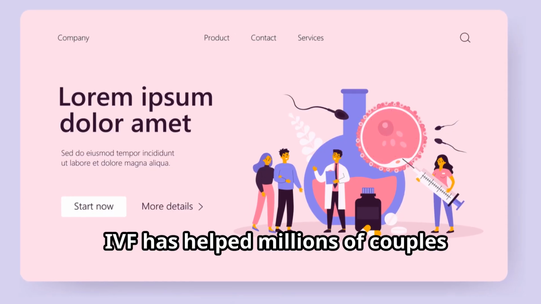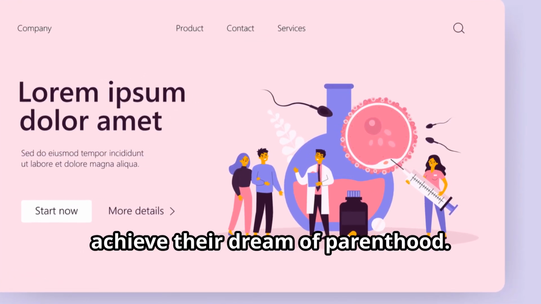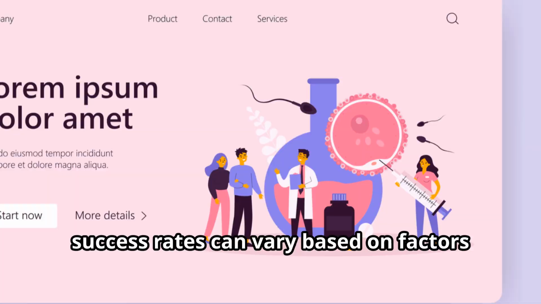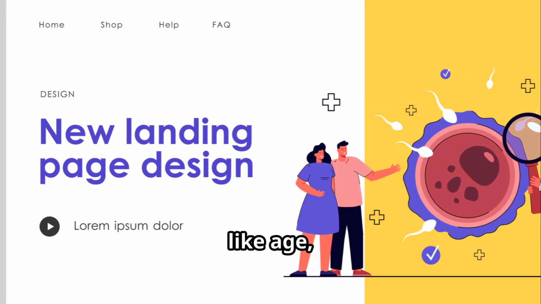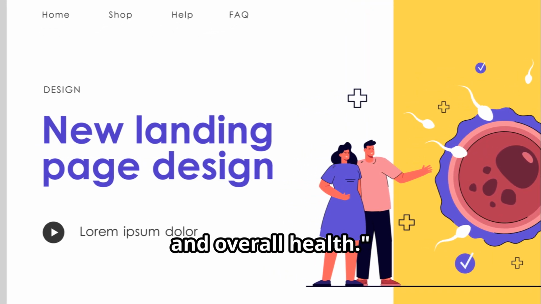IVF has helped millions of couples achieve their dream of parenthood. However, it is important to understand that success rates can vary based on factors like age, the cause of infertility, and overall health.